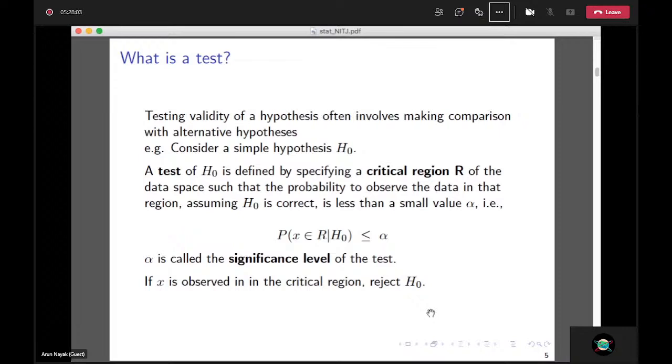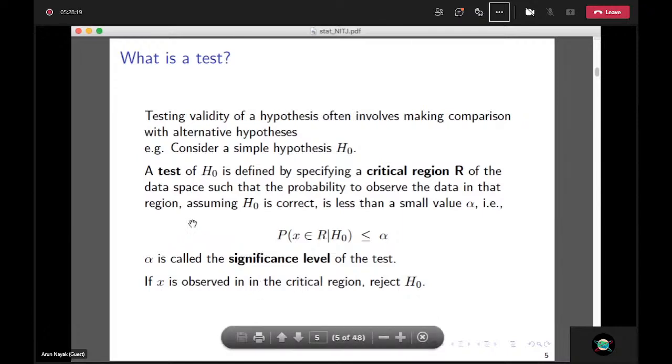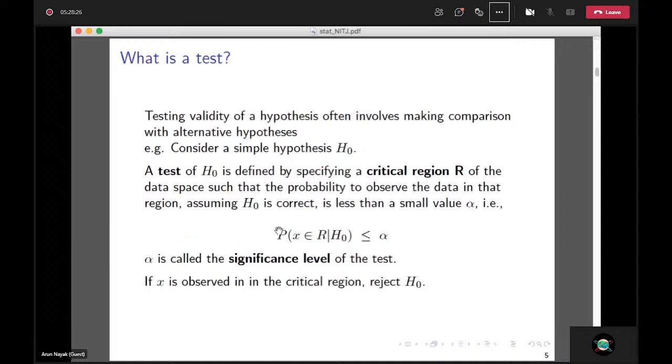So a test of H0 is defined by specifying some critical region R in the data space, so that the probability to observe the data in that region, assuming that H0 is correct, is less than some small value alpha. That is, if we write it like this, the probability for X within this region R, given the hypothesis H0, is less than alpha, where this alpha is normally called the significance level of the test.